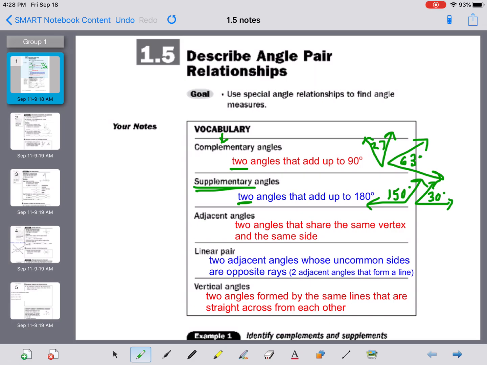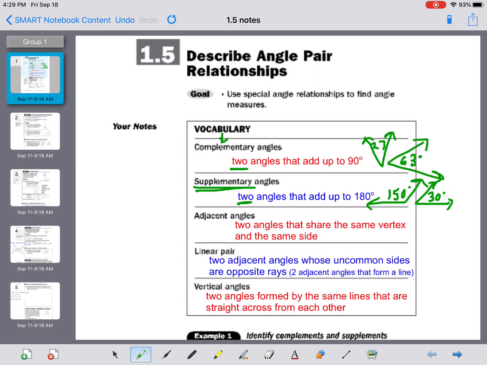Now, you need to know the difference between those two. You need to keep track of those two. So I often think of my alphabet. C comes before S, 90 comes before 180. So the first one in the alphabet gets the smaller number, 90, and the second one in the alphabet, the S, gets the 180. Just one way I try to keep them straight. But you do need to keep them straight. Super easy problems we can do with these, but if you mess up your vocab, then we're in trouble. So try to keep them straight.